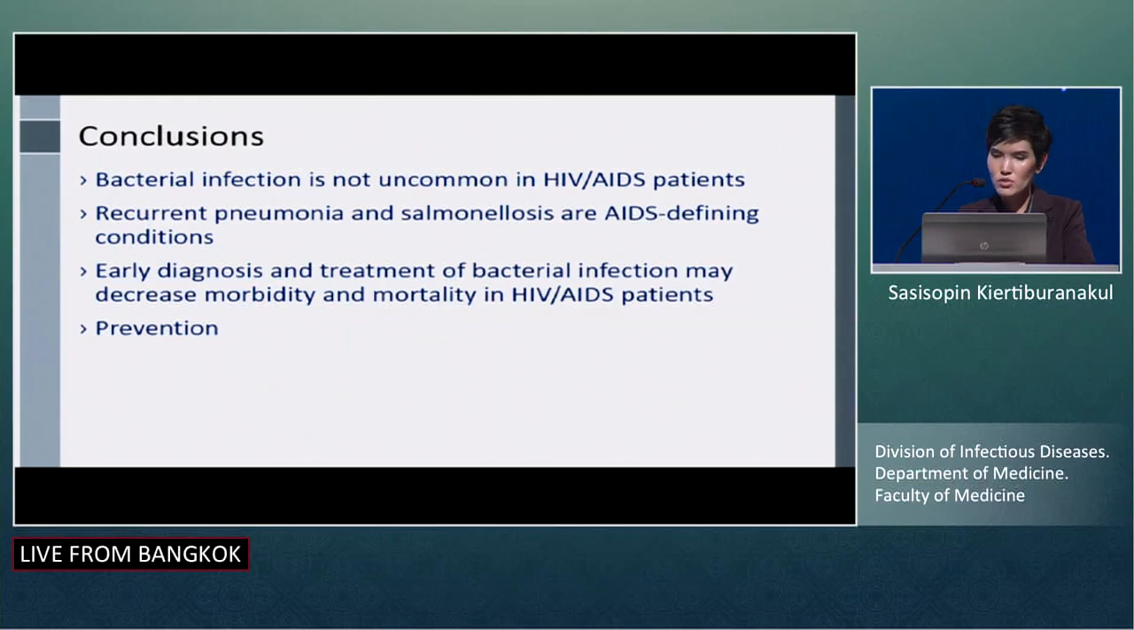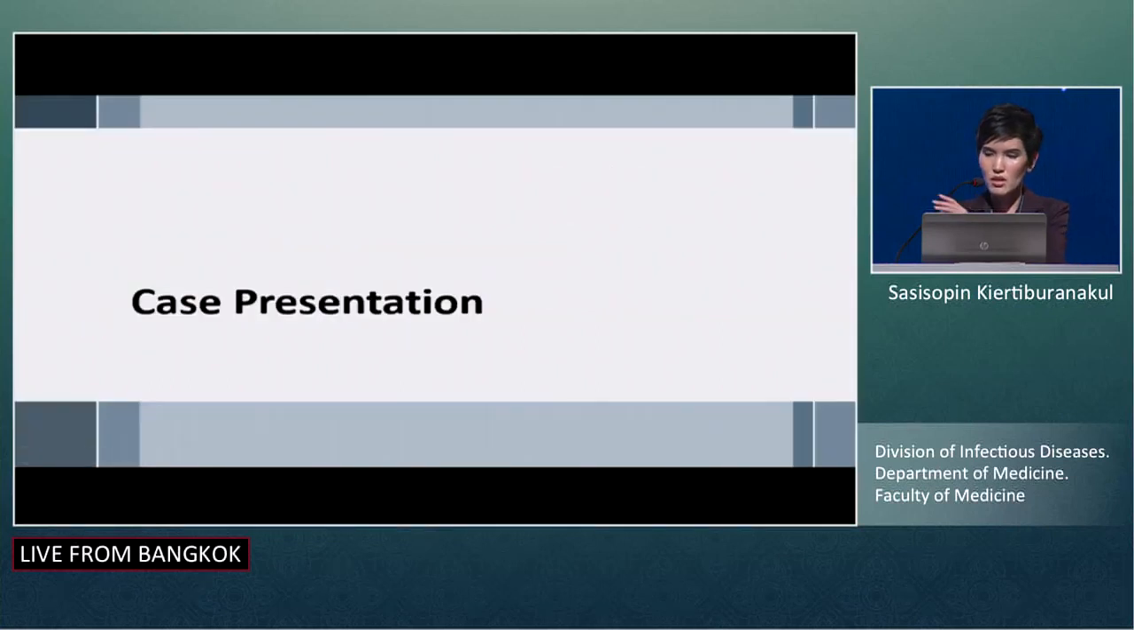So this is my conclusion before I end with my case. Bacterial infection is still common in HIV patients, especially patients with very low CD4 cell count who do not get any antiretroviral therapy. Recurrent pneumonia and Salmonella are AIDS-defining conditions. So we need to think about early diagnosis, and treatment of bacterial infection may decrease morbidity and mortality, and also the prevention issue.